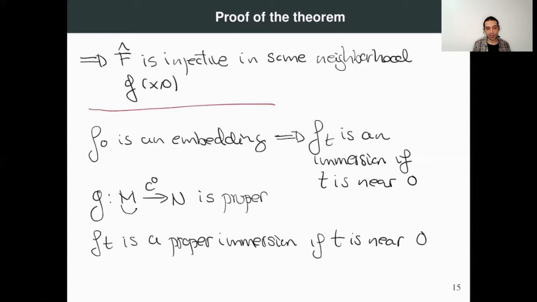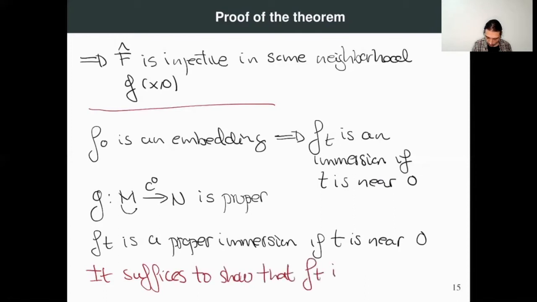But in a previous lecture, we proved that if we have an injective proper immersion, it is always an embedding. So we need to show that Ft is injective if t is near zero. That's what we need to prove. Okay, so let's go. Suppose it's not. Suppose it's not true that Ft is injective if t is in a neighborhood of zero.